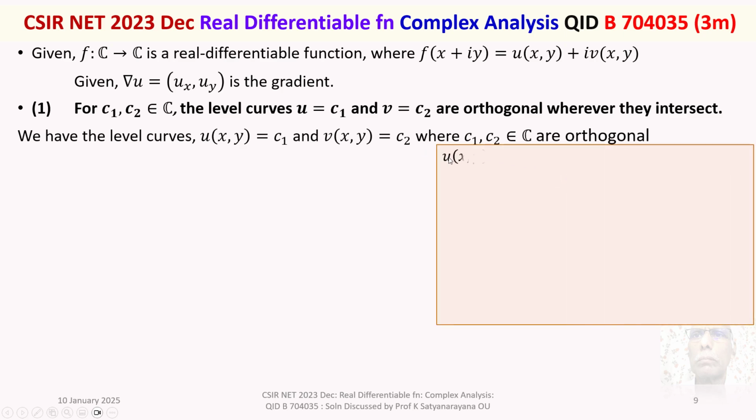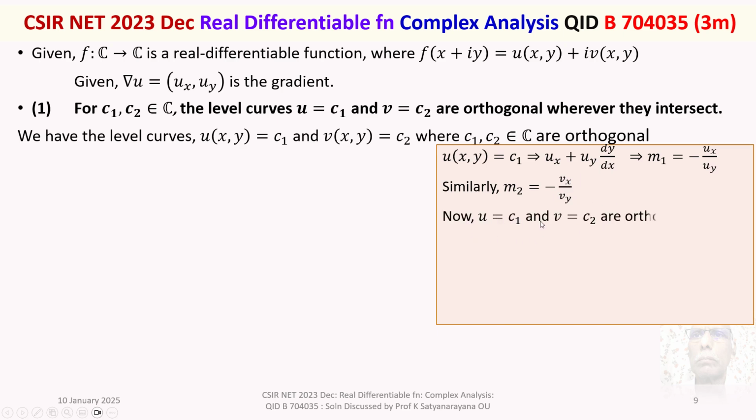So now take u(x,y) = C1. Differentiate with respect to x. Then u_x + u_y dy/dx. dy/dx we keep as m1. So m1 = -u_x/u_y. In a similar fashion, v(x,y) = C2 will give you m2 = -v_x/v_y.